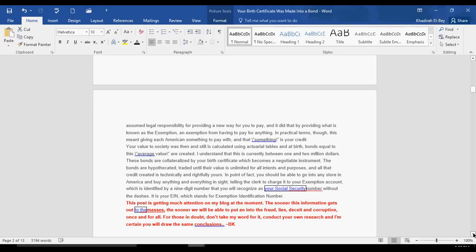Your value to society was then and still is calculated upon actuarial tables at birth. Bonds equal to this average value are created. What is the average value? $650,000 based on the IRC, which is the Internal Revenue Code. I understand that this is currently between $1 to $2 million now, as the bank marks up the value. All right, so a child born between 5 to 10 pounds is worth $650,000 to $1.6 million at birth.